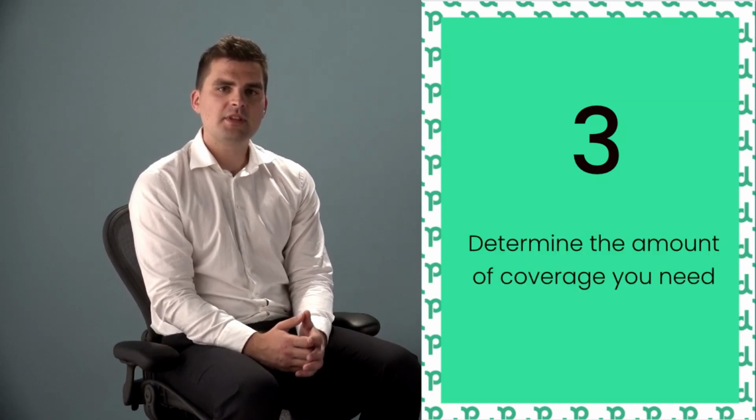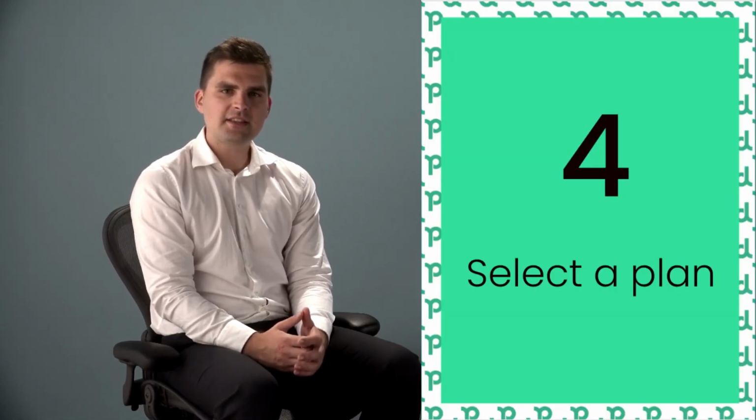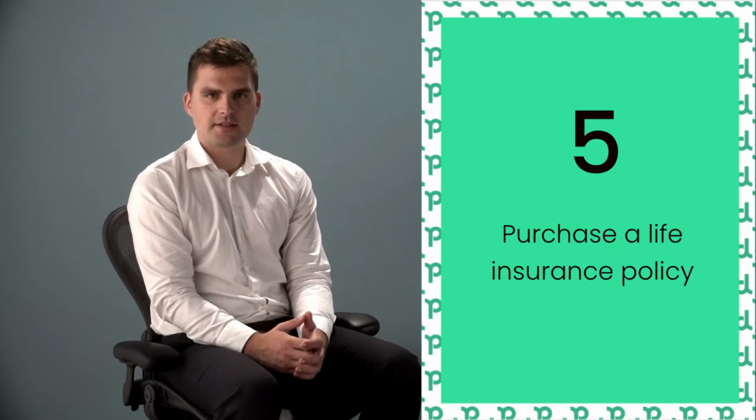3. Determine the amount of coverage you need. Consider personal and financial circumstances, dependents, and debts to determine the appropriate coverage. 4. Select the life insurance plan. Whole life insurance is recommended for permanent coverage and potential cash value growth, but term life insurance is far more cost effective. 5. Purchase a life insurance policy. Compare premium rates from different insurers to find the best coverage for the best value.